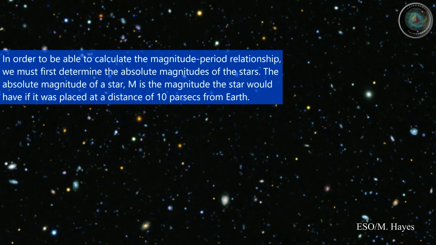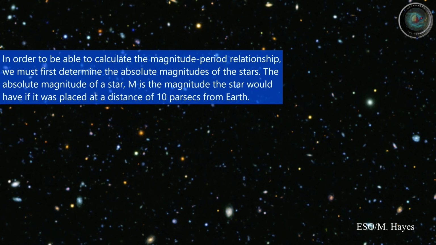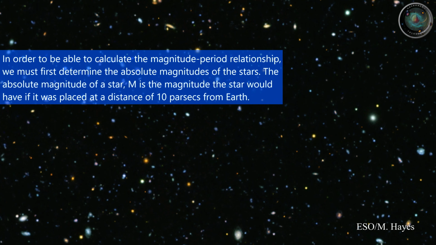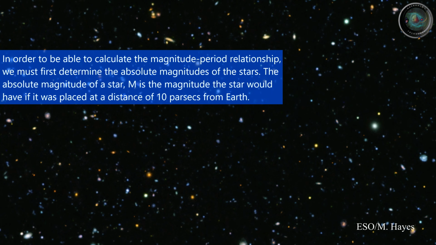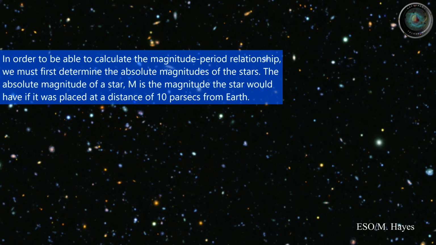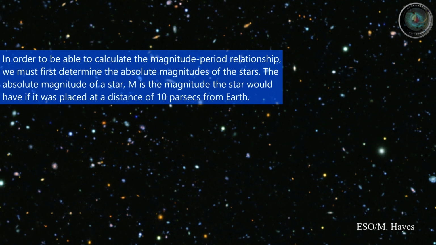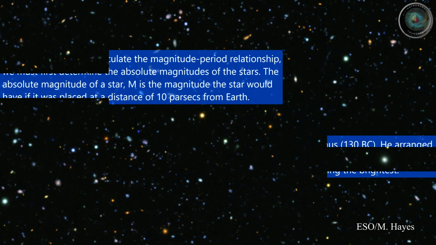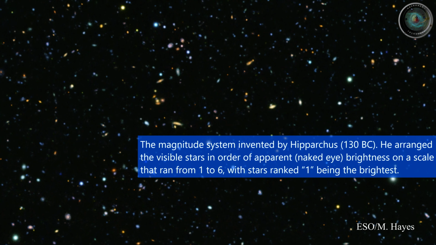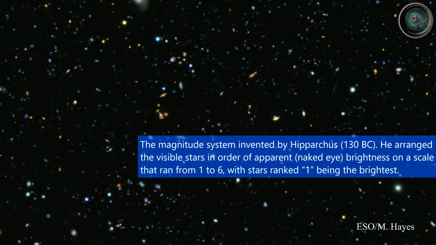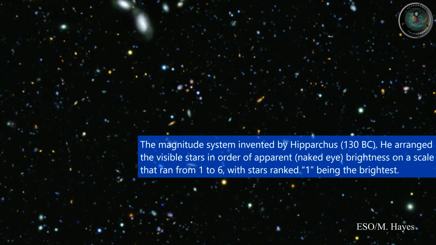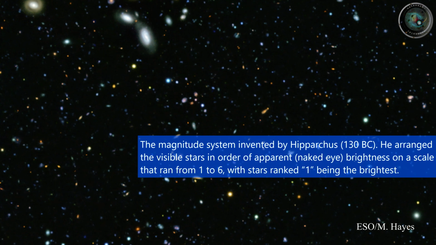In order to be able to calculate the magnitude-period relationship, we must first determine the absolute magnitudes of the stars. The absolute magnitude of a star, M, is the magnitude the star would have if it was placed at a distance of 10 parsecs from Earth. The magnitude system was invented by Hipparchus. He arranged the visible stars in order of apparent brightness on a scale that ran from 1 to 6, with stars ranked 1 being the brightest.